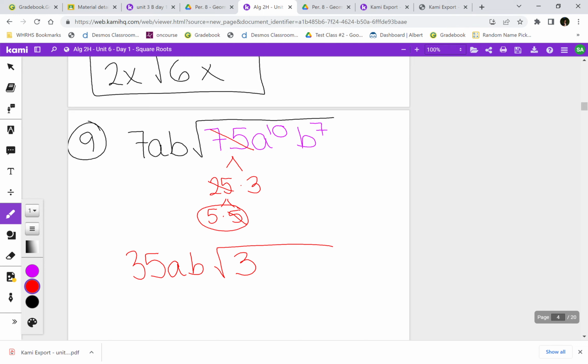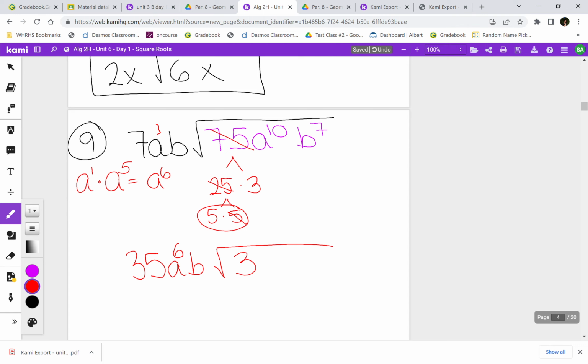All right, a to the 10th. Since that exponent of 10 is an even number, are there going to be any a's left over on the inside? No. So a to the 10th, the square root of a to the 10th, we're going to take that 10 divided by 2. It gives us a to the 5th. But isn't there already an a to the 1st on the outside? So now you're going to have a to the 1st times a to the 5th. What's a to the 1st times a to the 5th? A to the 6th.